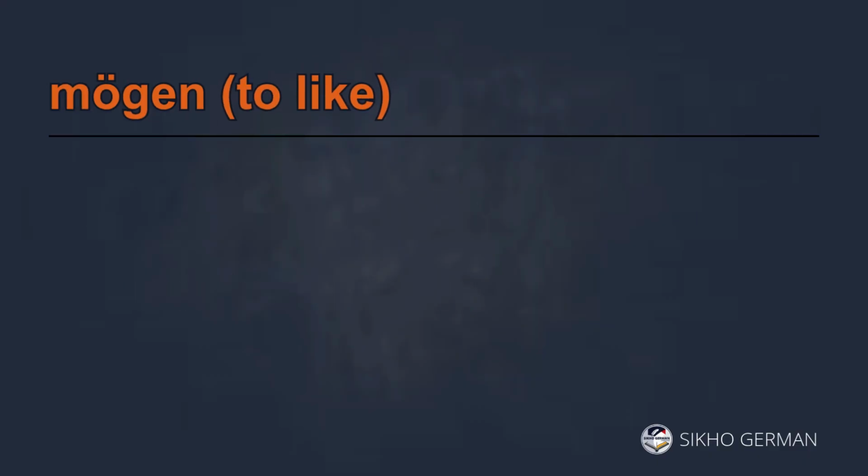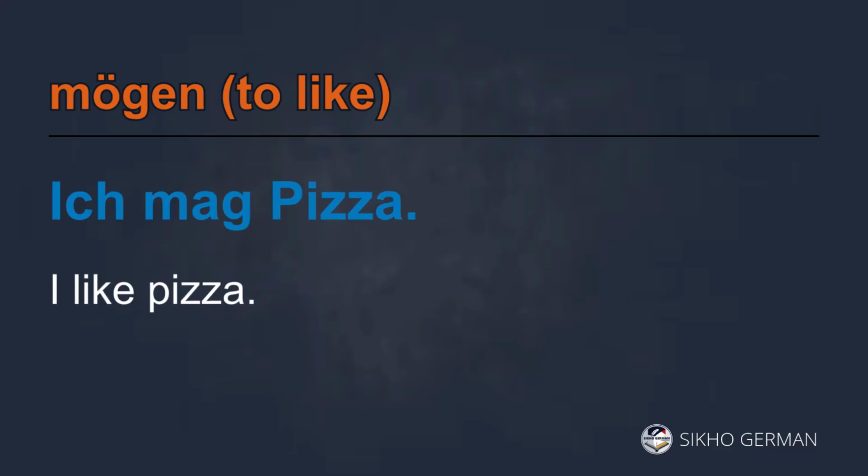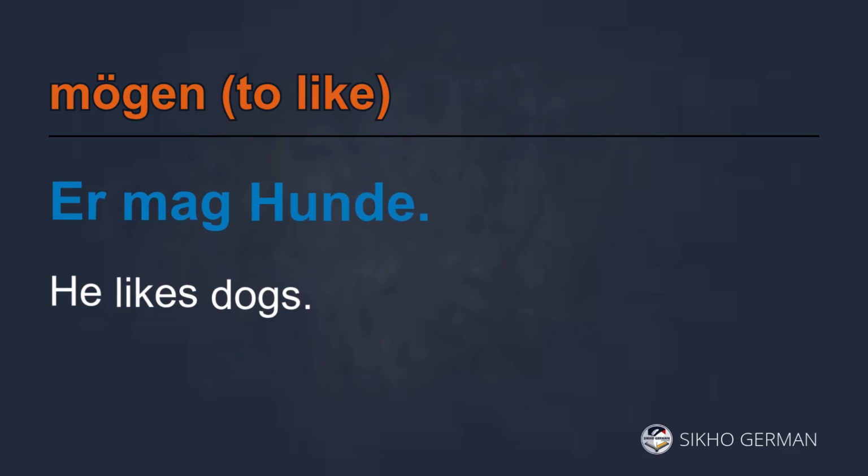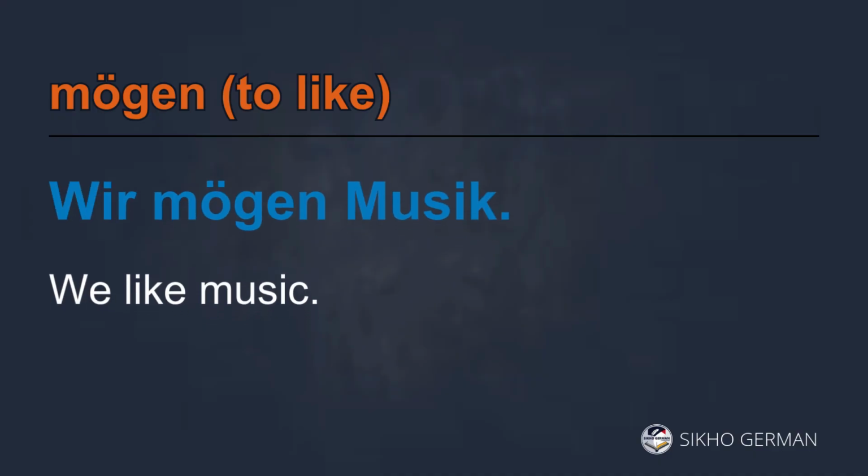Next is mögen, which means to like. Ich mag Pizza means I like pizza. Er mag Hunde means he likes dogs. This verb is often used with nouns to express likes and dislikes. Wir mögen Musik means we like music. So mögen is very useful for talking about preferences.